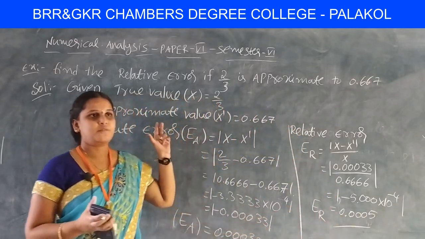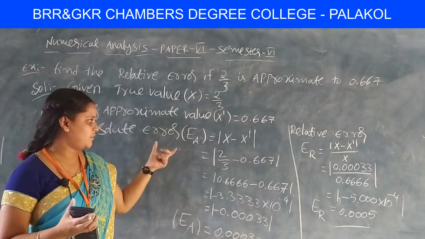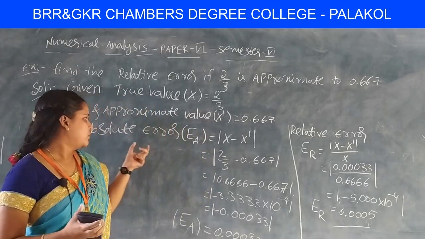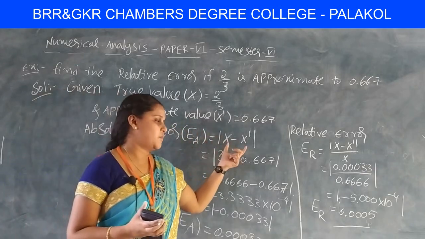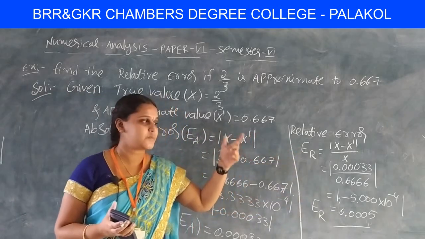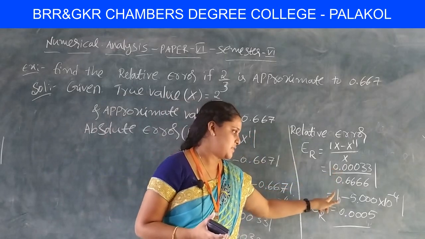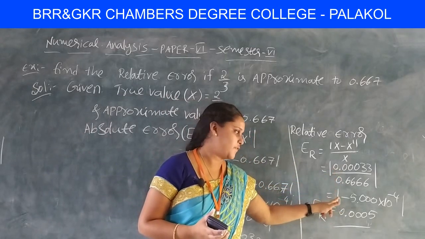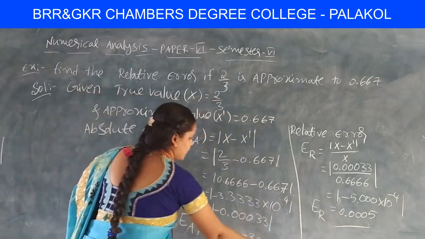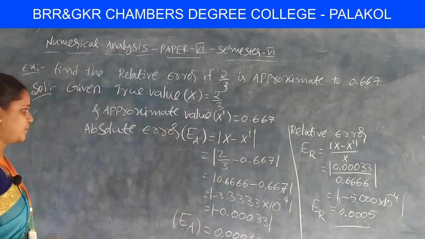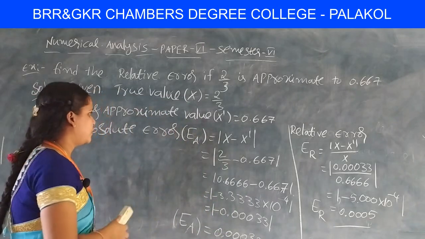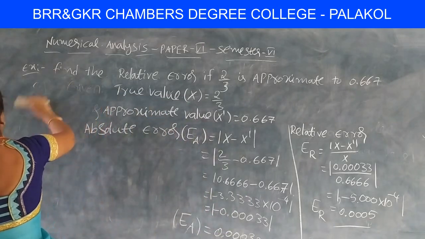Once you consider the problem, identify what the true value is and what the approximate value is. The approximate value depends on the true value. So the absolute error EA is given by the formula modulus of x minus x dash, and the relative error ER is modulus of x minus x dash divided by x. The modulus of negative values is always positive. Hence, the problem is complete. And next example, on the absolute error and relative errors.